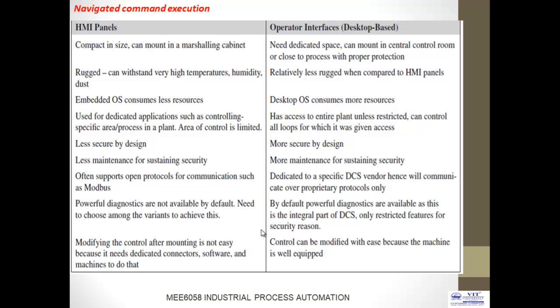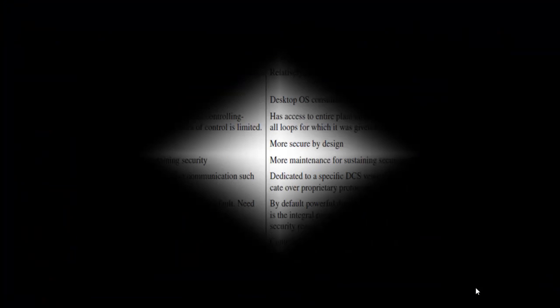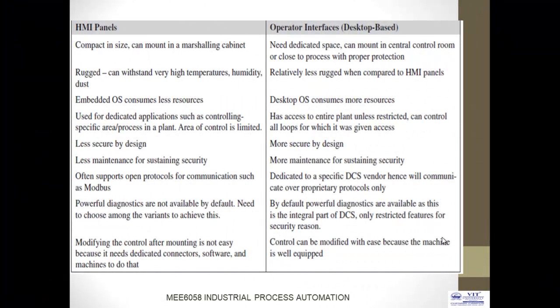Okay, actually, this is not a navigator command extension. There is a difference. This shows the comparison between the human machine interface and operator interfaces. The human machine interface panel is an embedded OS, not a desktop file. It is not a command prompt, it is a graphical user interface prompt. What I sense is desktop. We have to do line by line alphanumerical programming for this operator interface. That is a desktop based interface. Here the entire graphical user interface is required to control the process.